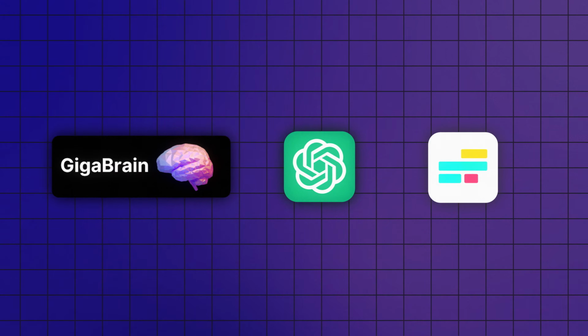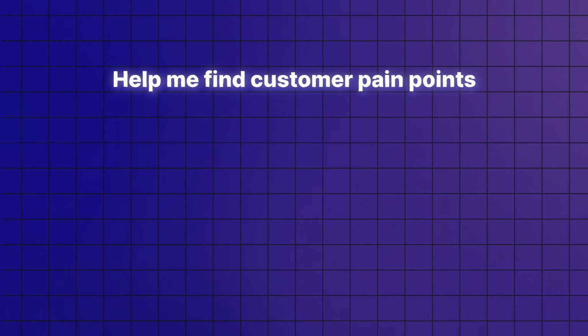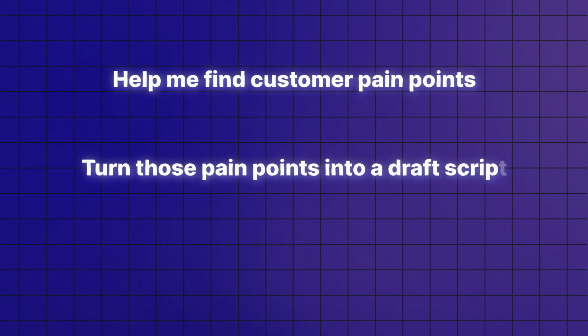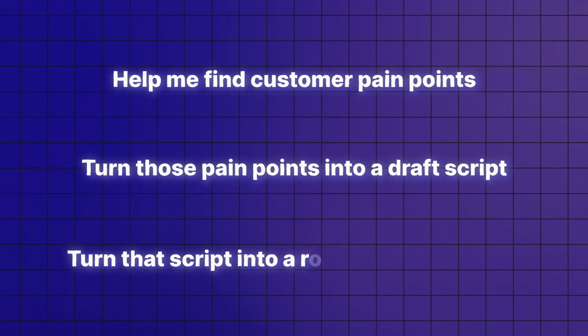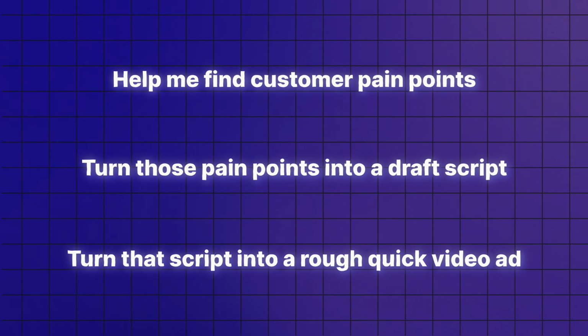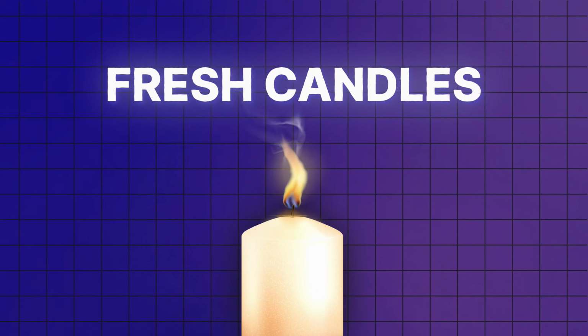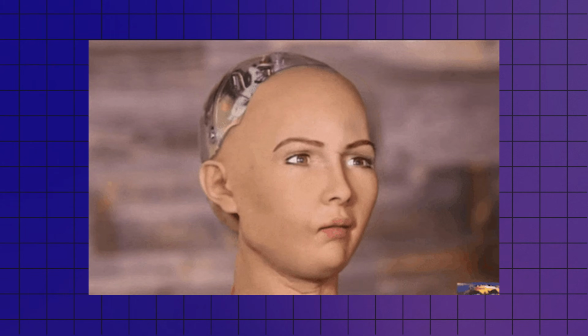Okay, in this ad, I'm gonna use 3 different AI tools to do the following. Help me find customer pain points, turn those pain points into a draft script, and then turn that script into a rough, quick video ad. All right, I'll use an imaginary candle company called Fresh Candles or something like that as my example throughout. Okay, get ready, my little robots, because this is about to get really artificial. Wait, scratch that. Let's just get this thing started, okay?